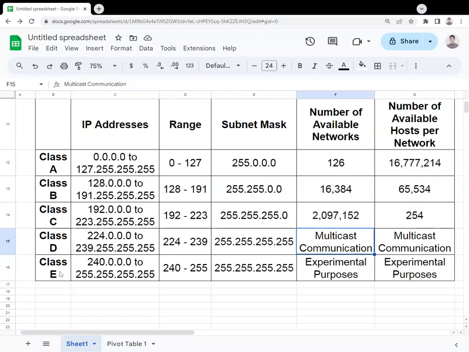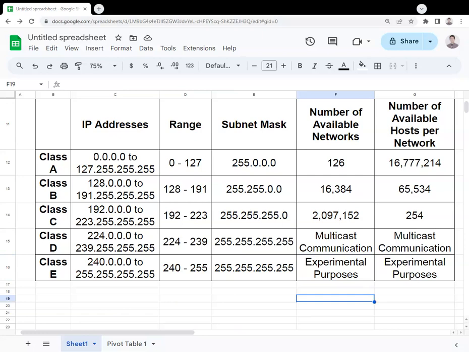For Class E, the IP address starts from 240.0.0.0 up to 255.255.255.255. So from 240 up to 255, and the subnet mask is all 255 as well, the same as Class D. There are no available networks and no available hosts per network. Why? Because Class E is used for experimental purposes.